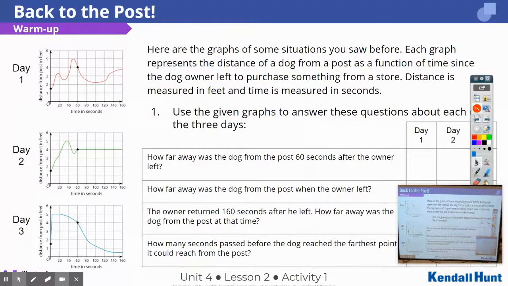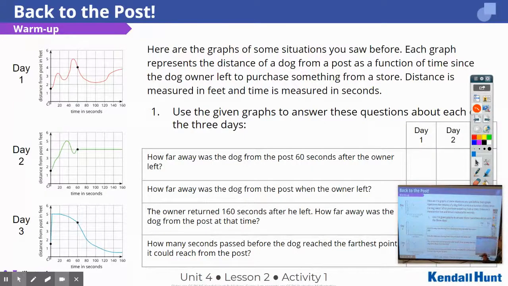So we have a dog owner, and he leaves his dog tied up for some amount of time. Day one, this graph is showing that the dog walked around the entire time after the owner left. Day two, the dog walked around, and then after the first minute, laid down until the owner came back. Day three, the dog followed the owner until he couldn't go any further, and then walked around the post in circles until he ran out of leash.